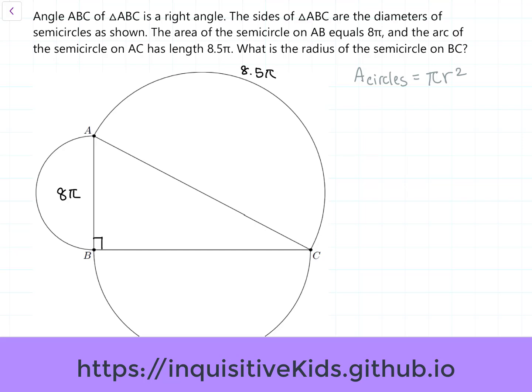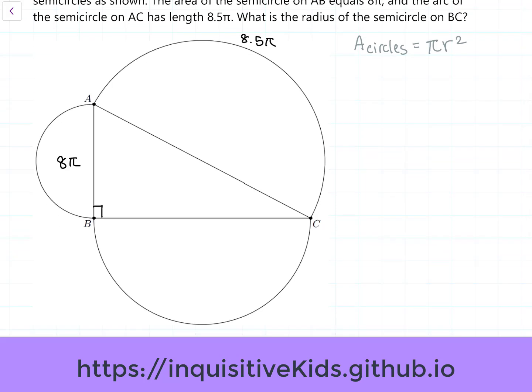Well, let's think about where to begin. We're trying to find the radius of the semicircle on BC. And as you can see, BC is the diameter of a semicircle. So we could think of this as 2a, and the radius is a. So essentially we're trying to solve for a. This whole thing is 2a.